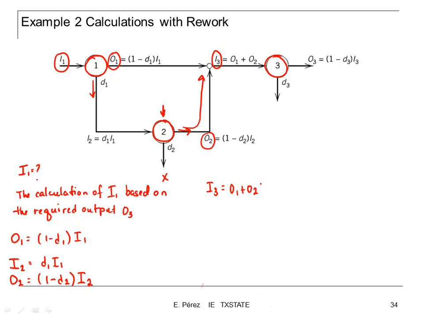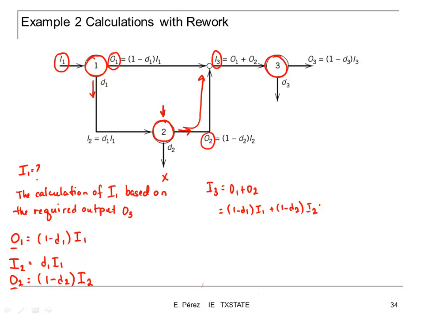This looks like, if you're familiar with circuits, this is kind of the analysis that you do. You're trying to find the current and so on. So we can use this information to create a new expression. So that's going to be equal to 1 minus D1 times I1 plus 1 minus D2 times I2.